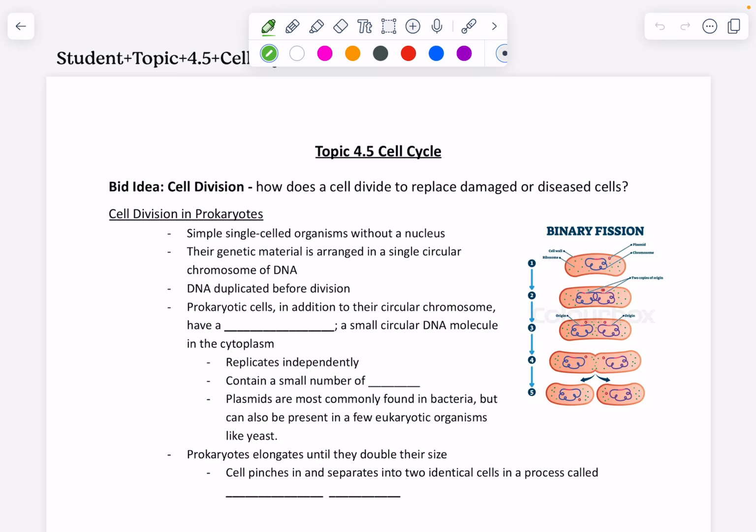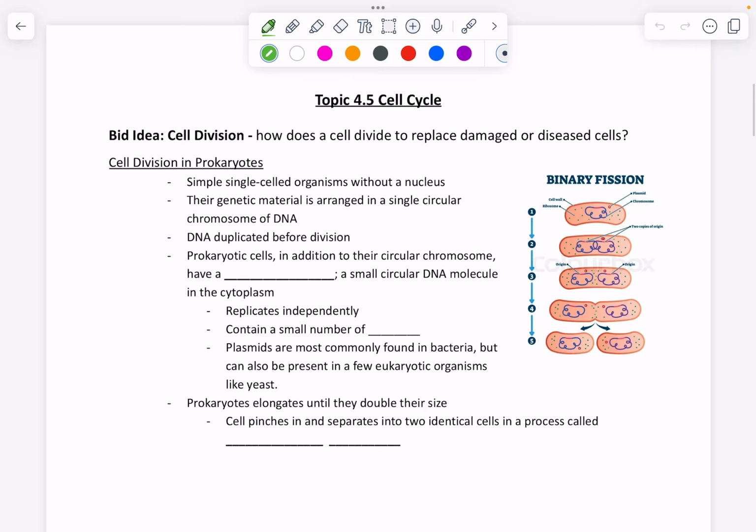So to start, for prokaryotes, we are just thinking about the most simple organisms. They don't have a lot to split up. It's really just their genetic material. So these are organisms without a nucleus. We know that their genetic material is arranged in a single circular chromosome of DNA. The DNA is duplicated before division.